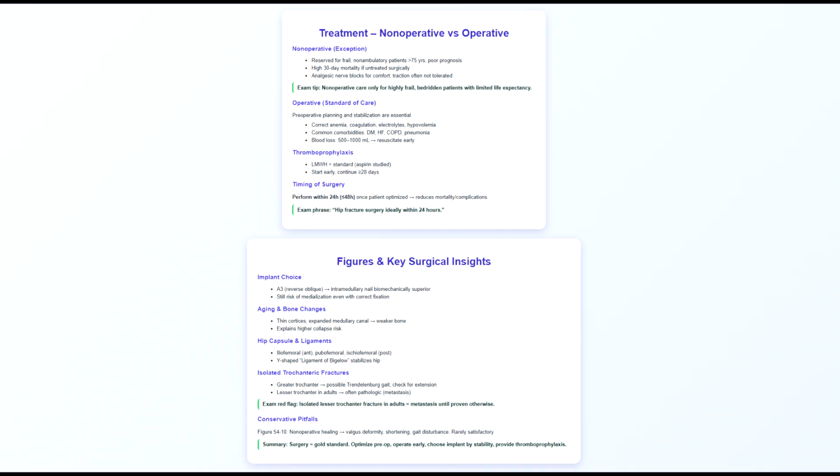Now, let's turn to the operative treatment, which is the standard of care. Before surgery, preoperative planning is critical. This includes assessing comorbidities, such as anemia, coagulation disorders, electrolyte imbalances, and hypovolemia. Other common issues like diabetes, heart failure, pneumonia, and COPD exacerbations must be stabilized as best as possible before surgery.